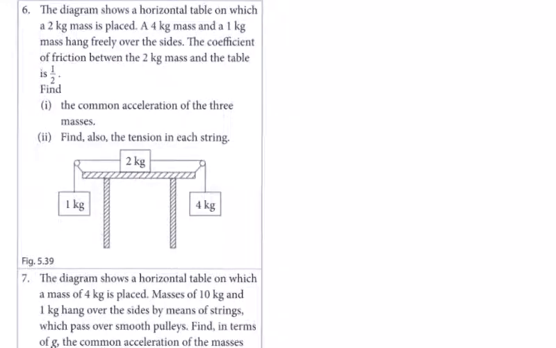Continuing with these connected particles, we have 2 kilogram, 4 kilogram, 1 kilogram, and the coefficient of friction is 1/2, and we're given this diagram here. I've got my 1, my 2, my 4. So we've got friction going along here. So let's do 3 diagrams here. So here's my 1.